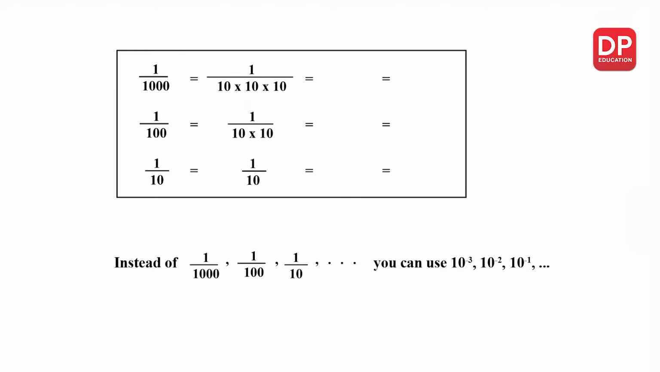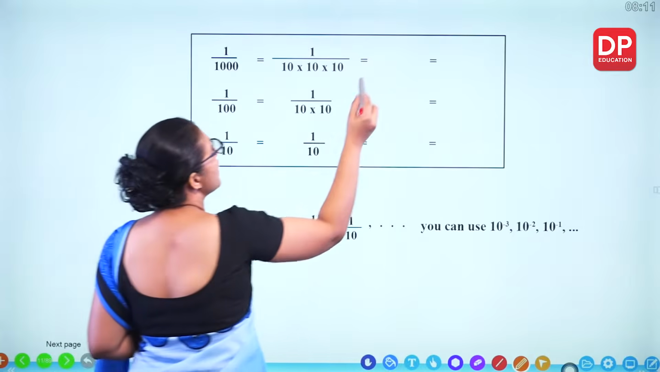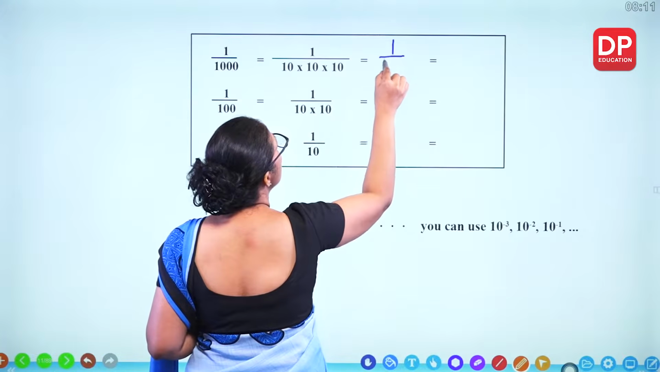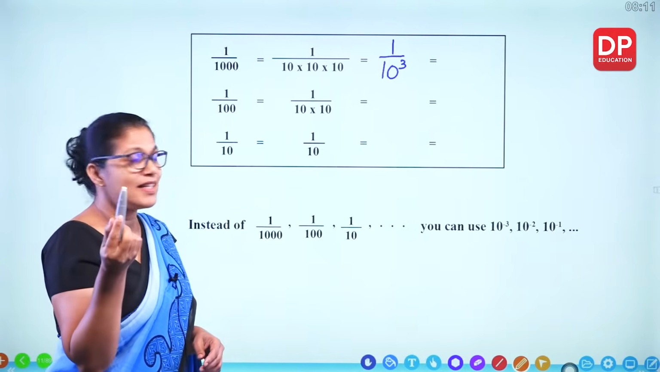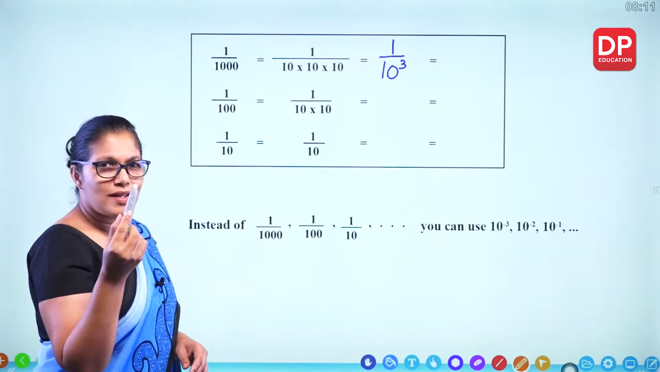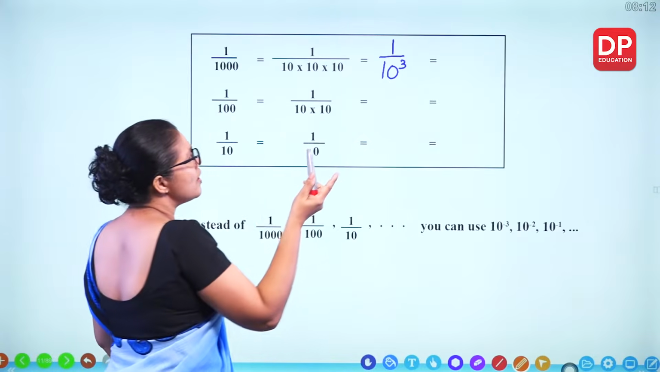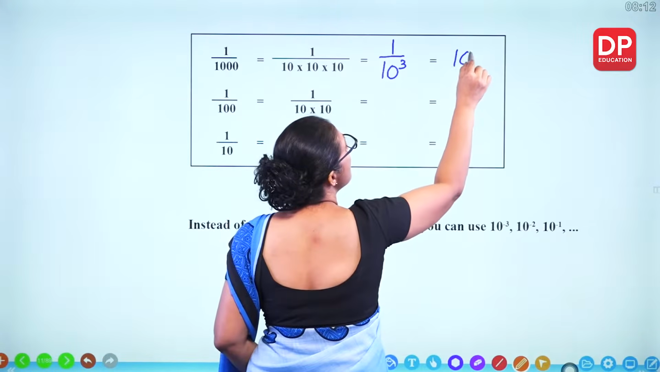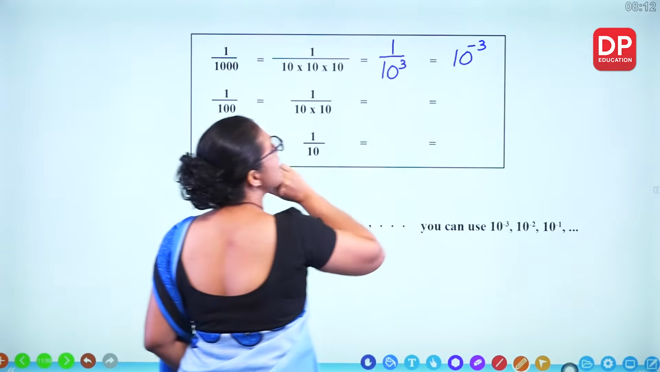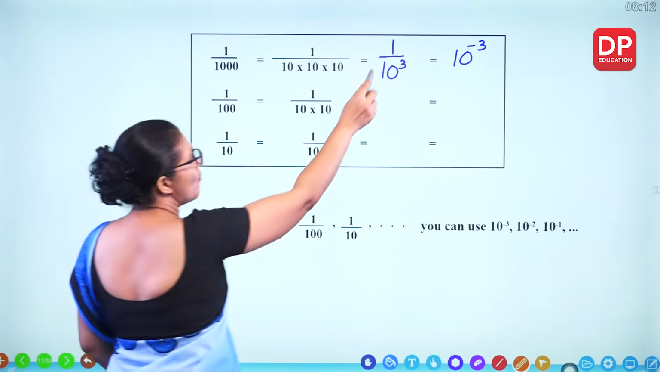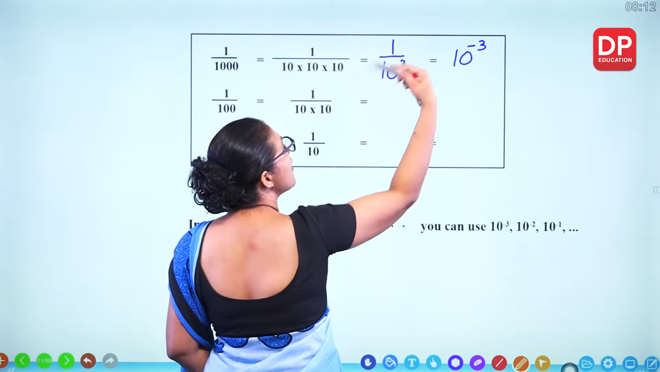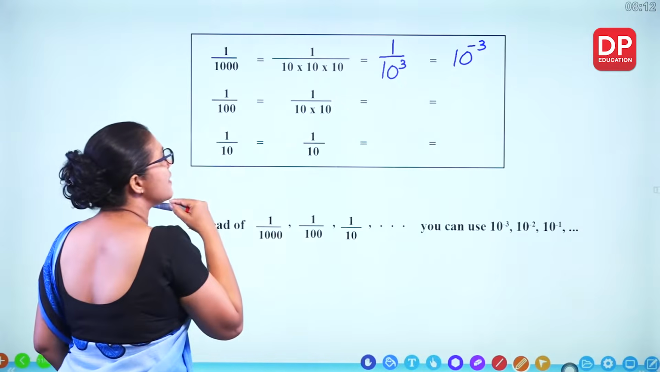Now look at this one. 1000 means 10 times 10 times 10. So I can write this as 10 to the power 3 down. How can you write it in the numerator? When you take it to the numerator, it becomes -3. According to indices, 1 over 10 to the power 3, I can write as 10 to the power -3.